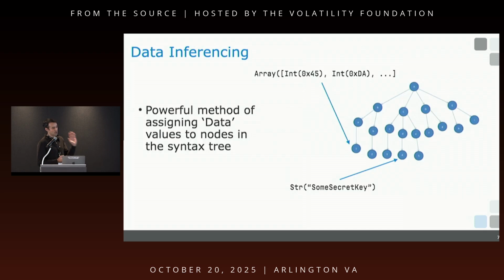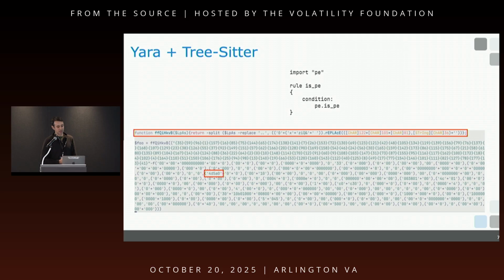Now, one of the even more powerful features of this framework that I really had a lot of fun playing with is data inferencing. And what this does is it actually infers the data that is being held at a node within the tree. So for example, it can tell you, hey, at this node here, we have a PowerShell array containing these exact values. Or here, we have a string containing some secret key, for instance. And this unlocks a whole lot of really interesting things. And at this point, I was like, okay, we've got AMSI, we've got tree-sitter. Now let's fold in YARA.